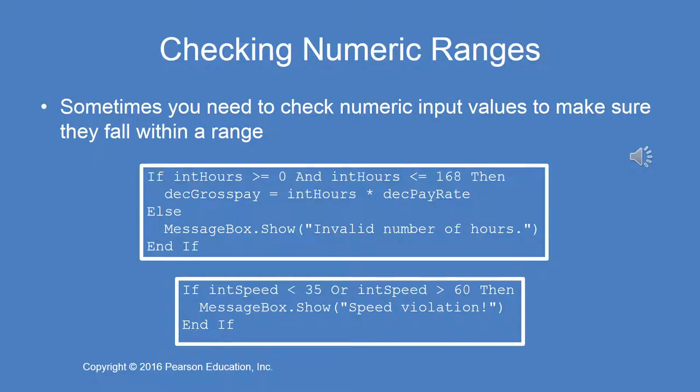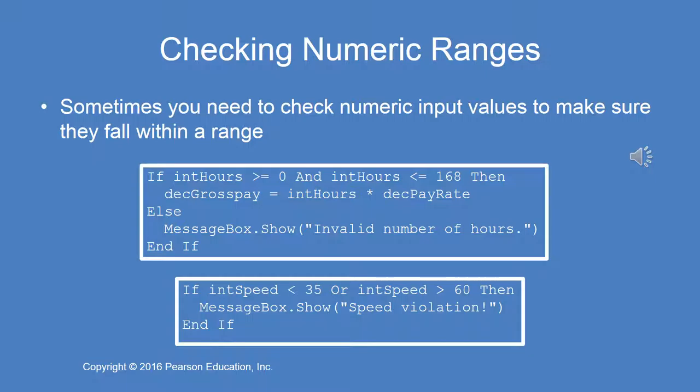Another tool used for input validation is to check a range of values. In this code, in the first rectangular box, we're checking the number of hours worked. Let's just assume it's in a particular week. So if int hours is greater than or equal to 0 and int hours is less than or equal to 168, I guess it's possible to work 168 hours in a week. I've never even come close to that. So if the number of hours is greater than or equal to 0 and less than 168, then calculate decimal gross pay as int hours times the decimal rate of pay.